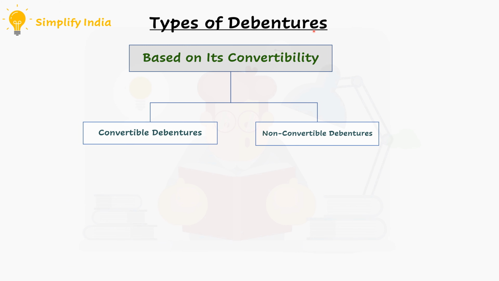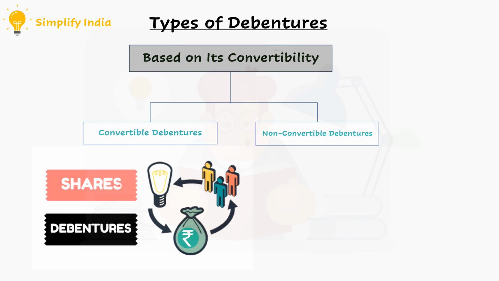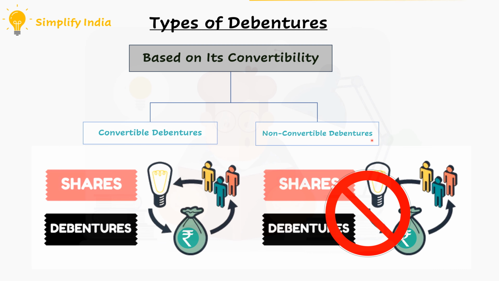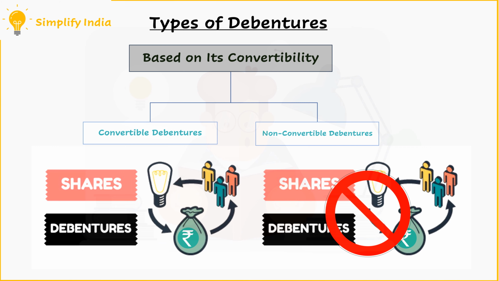Next we have the types of debentures based on convertibility. First is the convertible debenture and second is the non-convertible debenture. In the case of convertible debentures, the debentures can be converted into shares to enjoy ownership in the company, whereas non-convertible debentures cannot be converted into shares.